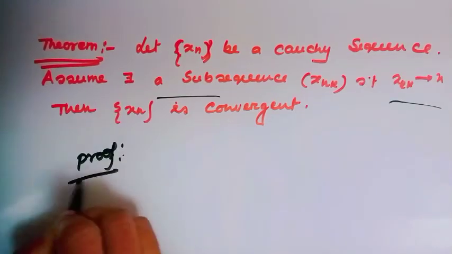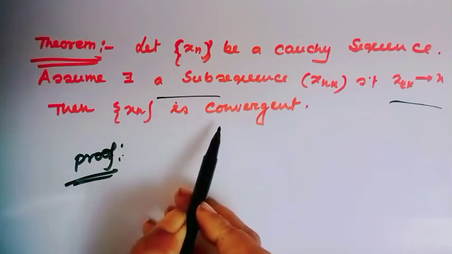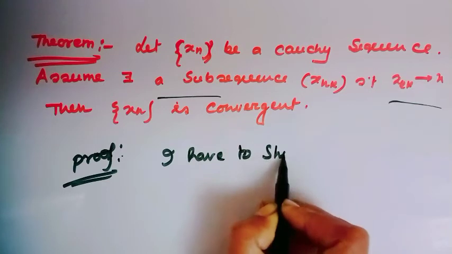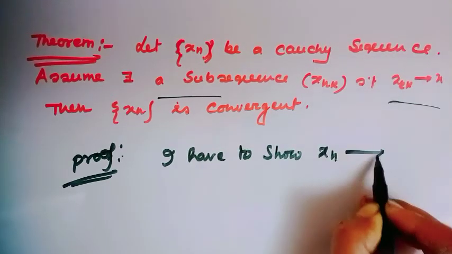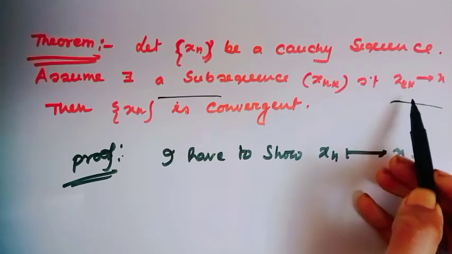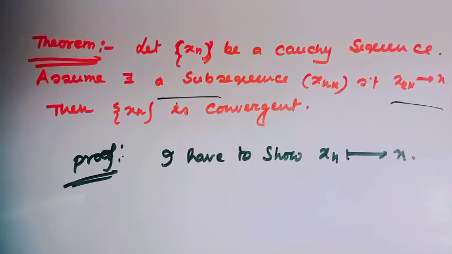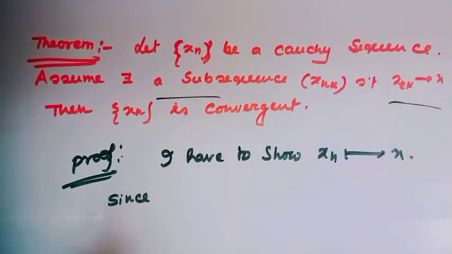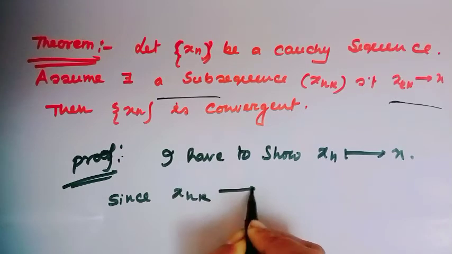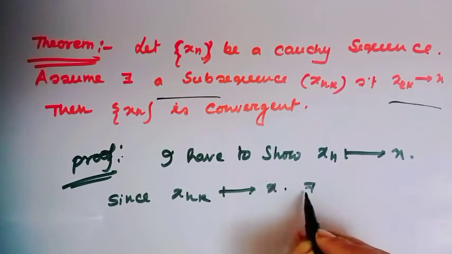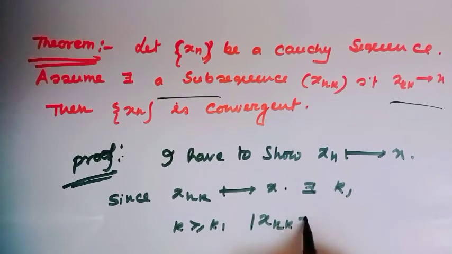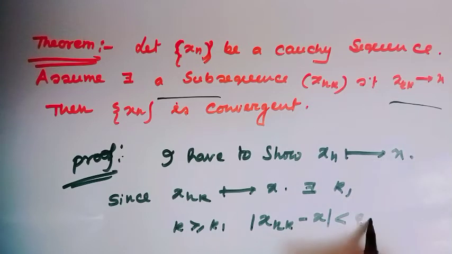Let's see the proof. I want to show xn is convergent. That means I have to show xn converges to x. Why x? Because given xnk converges to x. Okay. Since the subsequence xnk converges to x, then there exists a natural number k1 such that for k greater than or equal to k1, the absolute value of xnk minus x is strictly less than epsilon over 2.